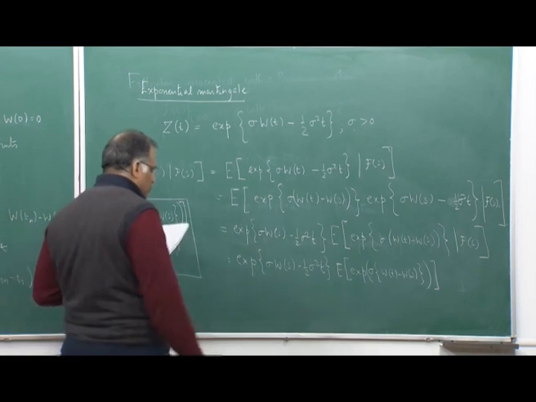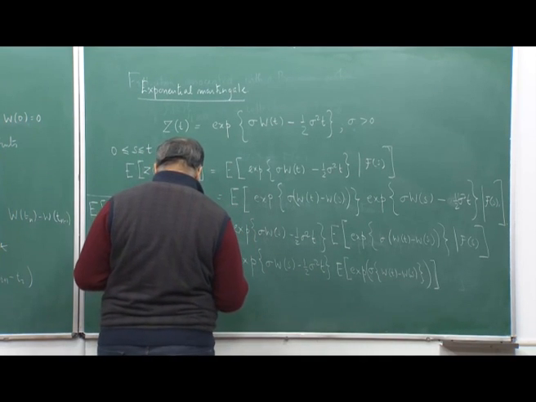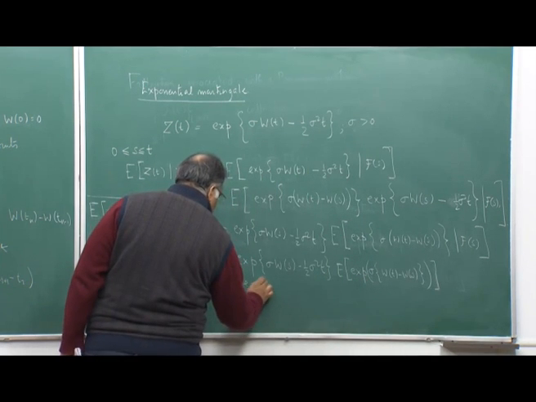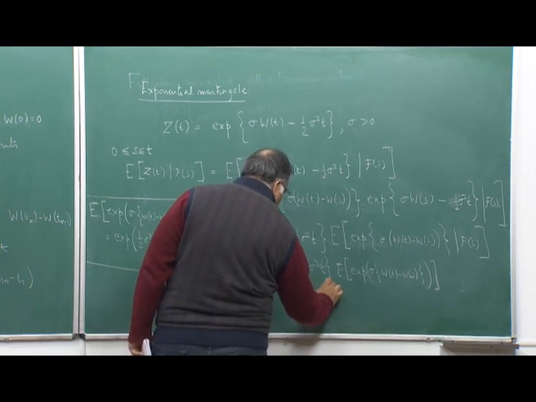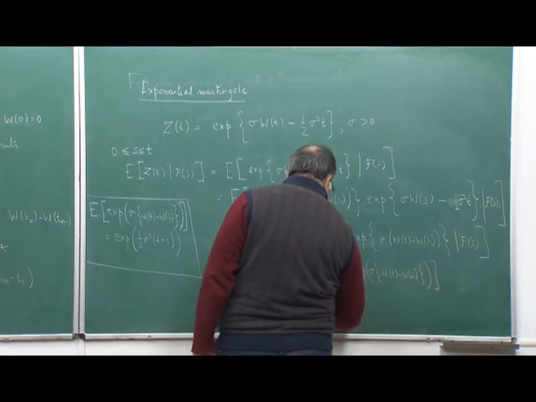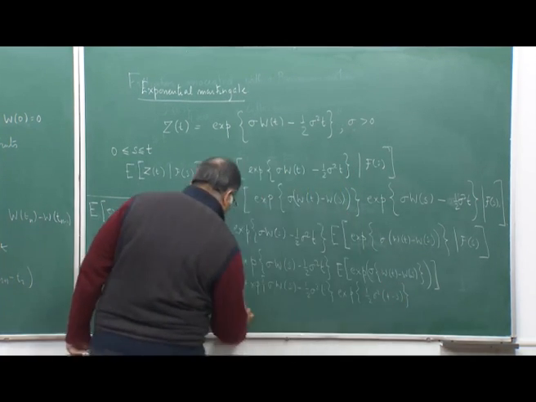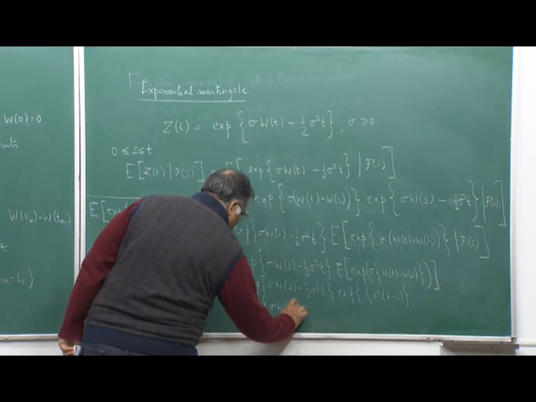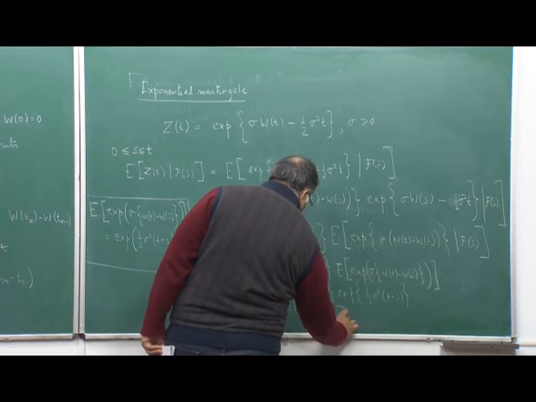Once you write that down, the final answer would be the following. You write this as exponential sigma Ws minus half sigma square t, and then exponential half sigma square t minus s. So, this is nothing but exponential sigma Ws minus half sigma square s. So, this is nothing but Zs.